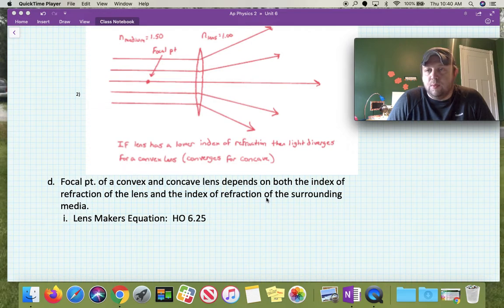Once again, most of these questions are going to be fairly straightforward, but we do need to introduce the lens maker's equation. So before you open up the next video, go ahead and load up handout 6.25 that I have placed on Canvas.